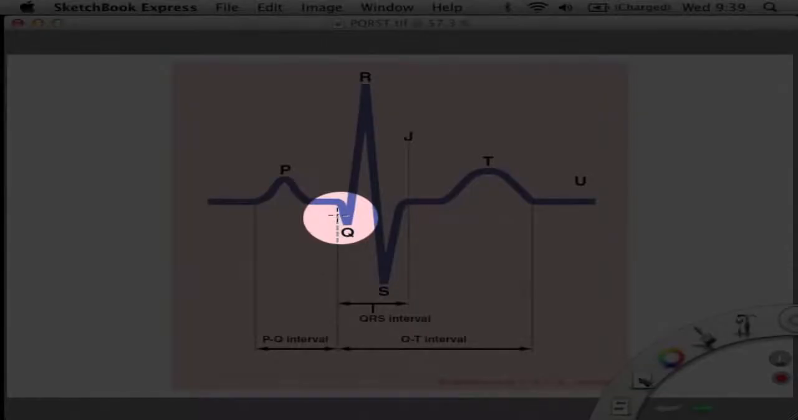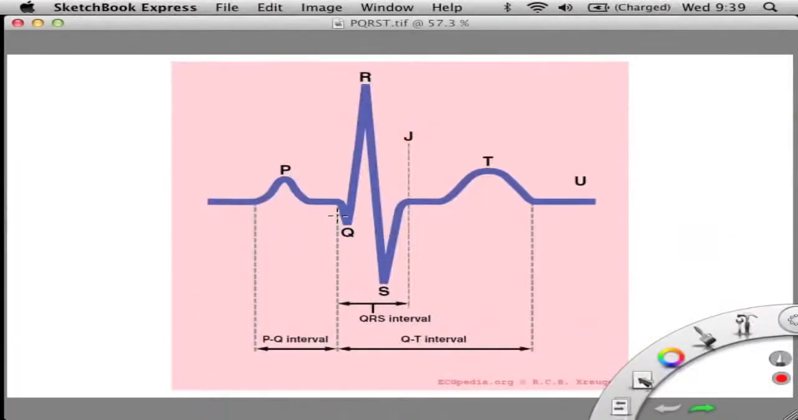All right, our next wave is the Q wave. The Q wave is the first negative deflection that's after the P wave. So first negative deflection, so it's negative, so it's below the isoelectric line. So here's our isoelectric line. The Q wave is the first negative wave that's there. Okay.